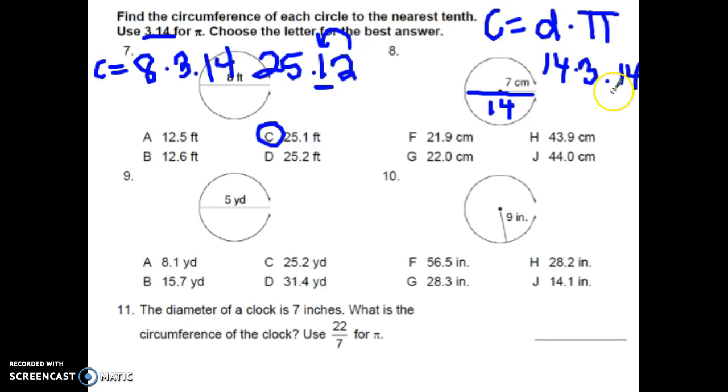And if you put that in your calculators, 14 times 3.14, that gives us 43.96. Once again, we have to round it to the nearest tenths. The 6 tells the 9 to bump up. So your final answer is going to be 44.0. All right, go ahead and answer the rest of those questions. And if you have any questions or you're stuck still, go ahead and bring the worksheet up to either me or Miss Wood.